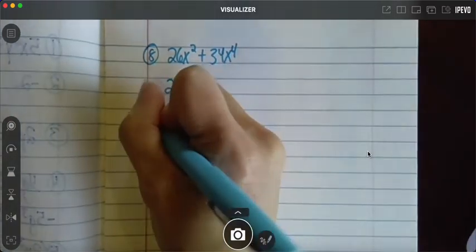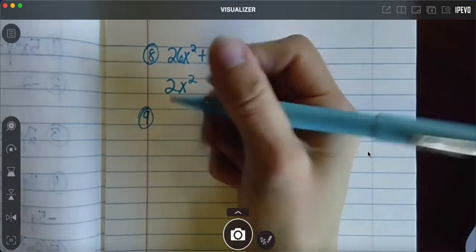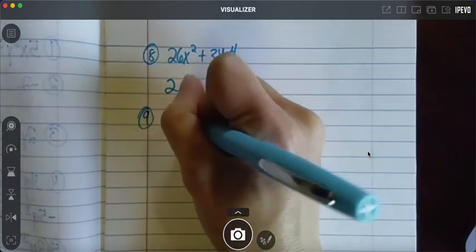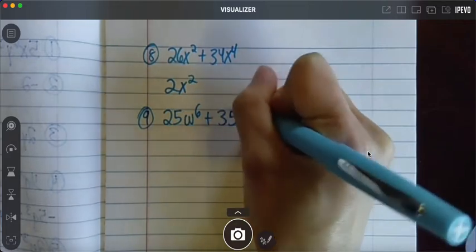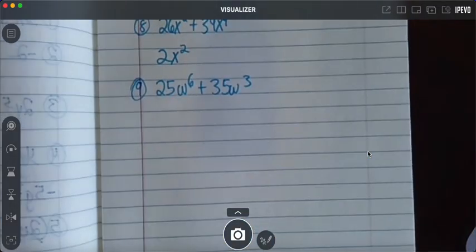Number 9 is the same way, I think, kind of. It starts off the same way. 25w to the 6th plus 35w to the 3rd. They want us to factor it completely. That means, what is your greatest common factor? Pull it out, and then write what's left over.